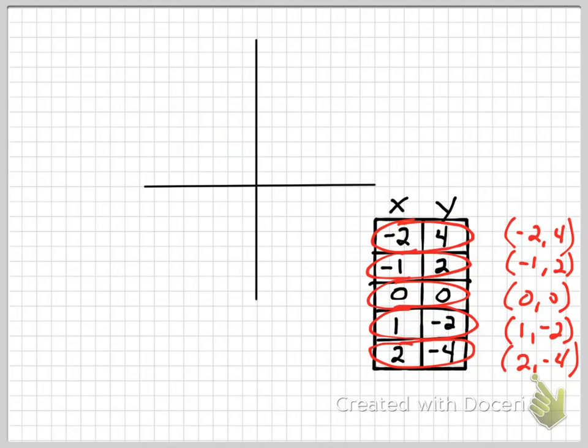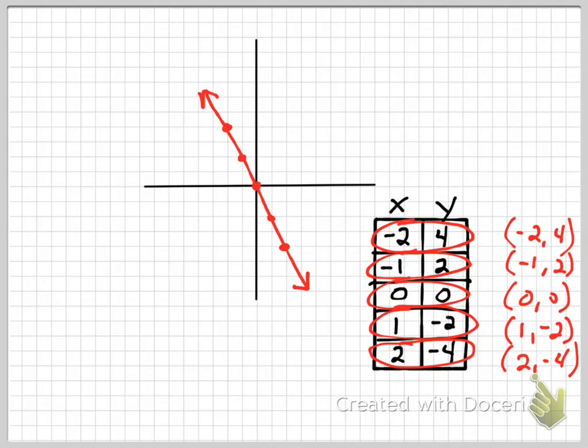This first one, -2, 4, is right there. Agreed? The next one is -1, 2, right there. Where is 0, 0? What's 0, 0 called? The origin. 0, 0, the origin. The next one is 1, -2, and the next one is 2, -4. Guess what it creates? What is that thing? A line. It creates a line.